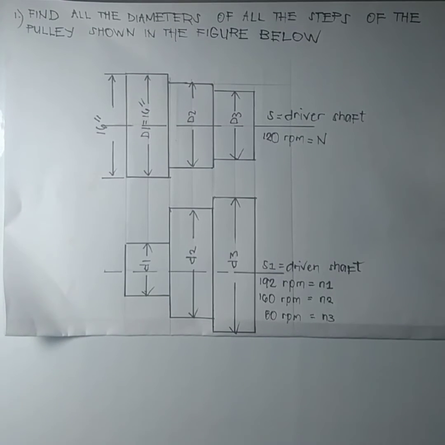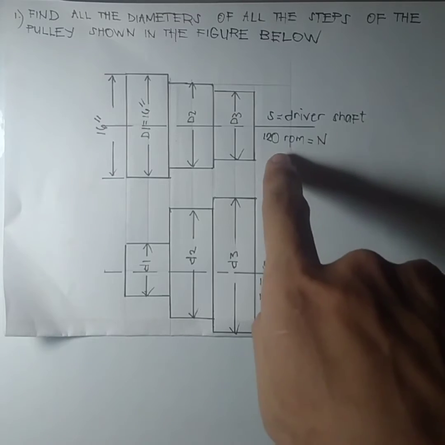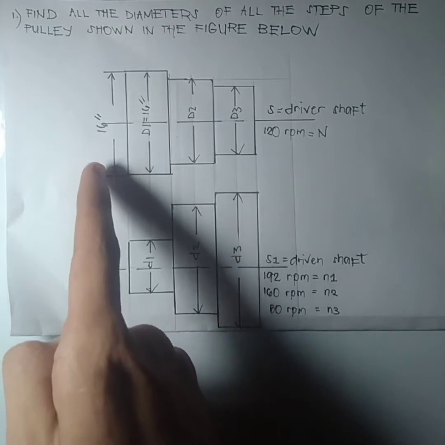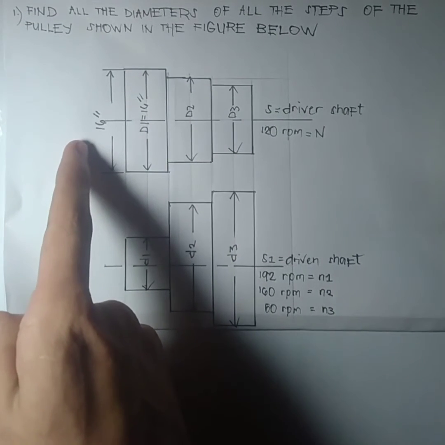So we have our sample problem for step pulley in cross belts. Our question: find all the diameters of all the steps of the pulley shown in the figure below. We have our given in the driver shaft, 120 RPM, as well as our diameter 1 in our driver shaft, which is 16 inches.